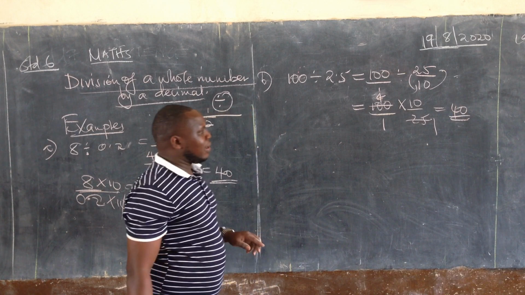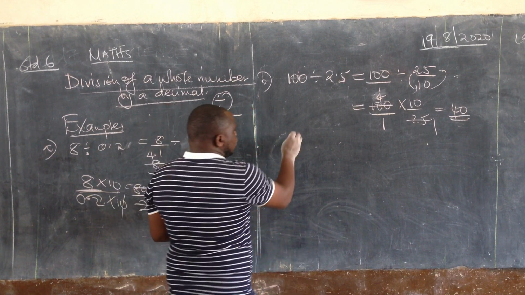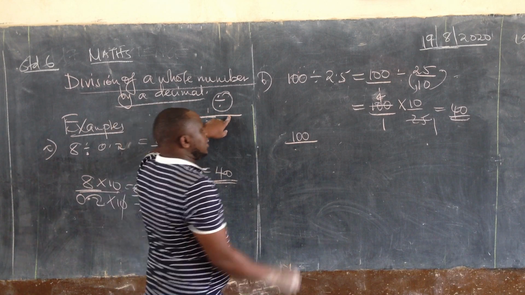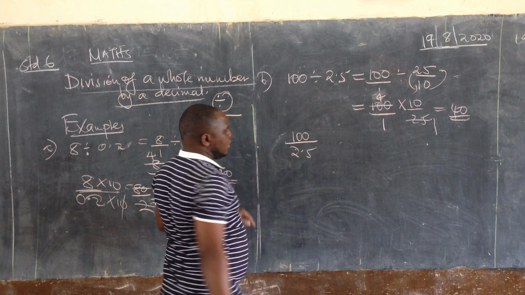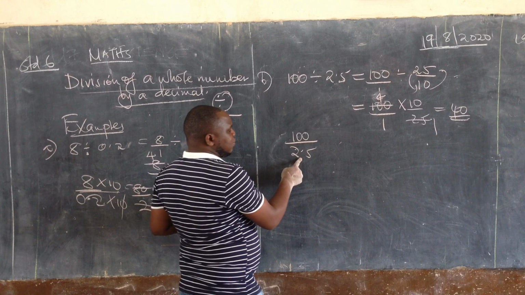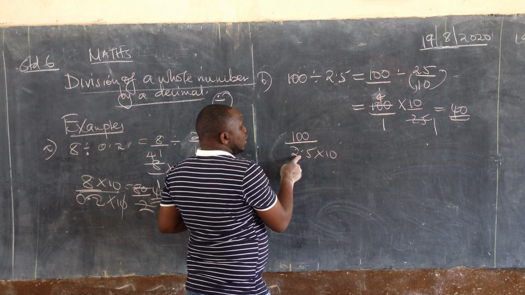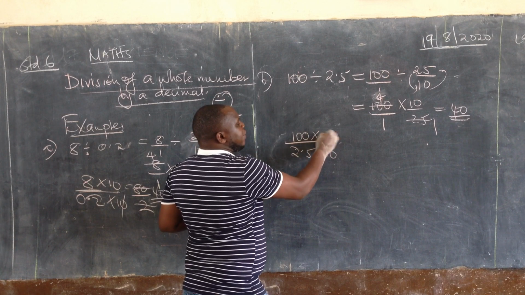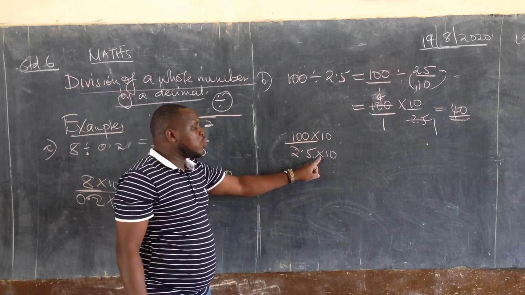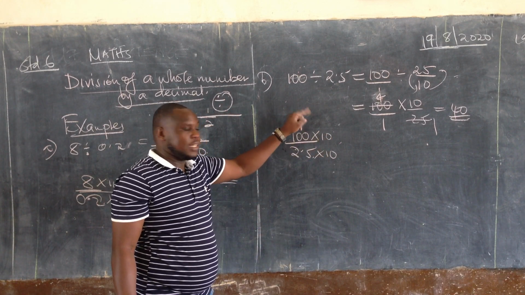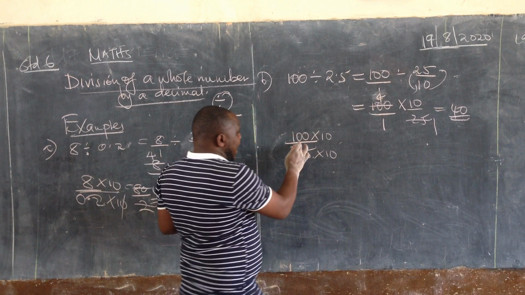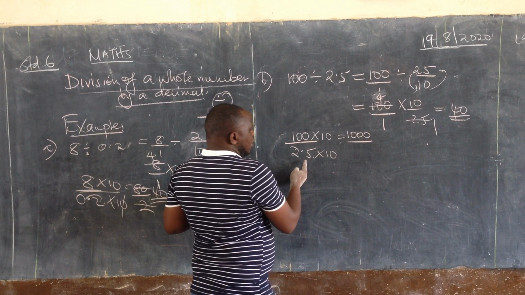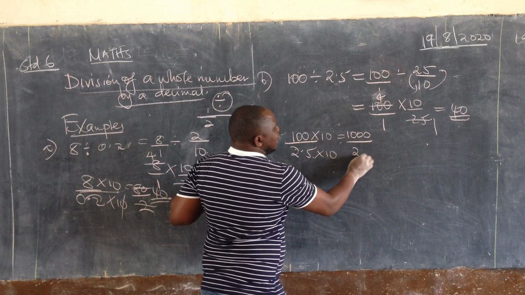Let's use method number 2 and see whether it's correct. So this is going to be 100 over 2.5. So Lana, how do you remove this decimal point? By multiplying by 10. If you multiply by 10, the decimal point comes there, it will be 25. Here you also multiply by 10. Don't forget, if you multiply on one side, you also multiply on the other side, numerator and denominator. So 100 times 10 gives you 1000, over 2.5 times 10 is simply 25.